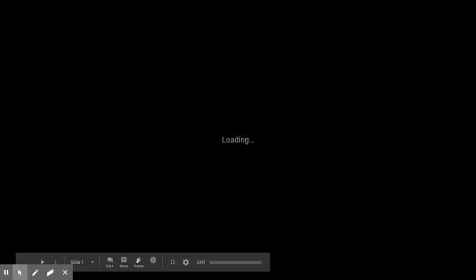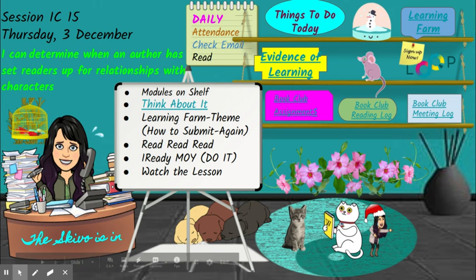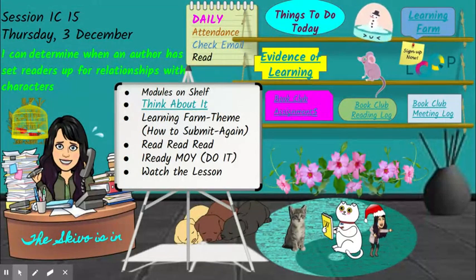I'm going to make this really quick because most of you have a lot to do today. We are on session IC 15. It is Thursday, the 3rd of December. And your I can statement is: I can determine when an author has set readers up for relationships with characters.